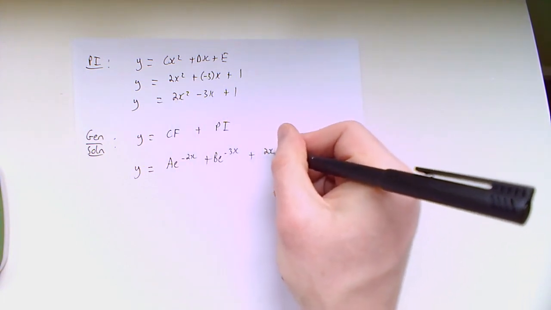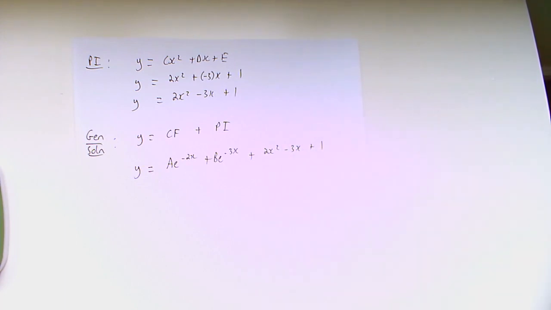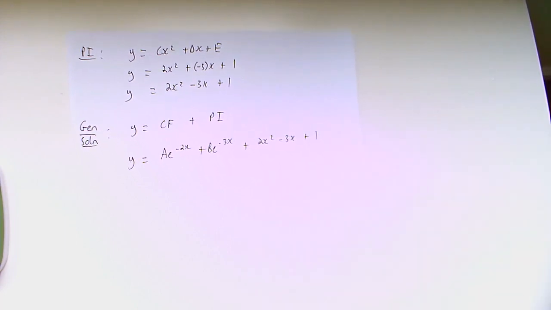So that's 2x squared take away 3x plus 1. So that's my general solution there. And for that I would be looking at probably 10 marks if I got that far. Now, remembering, I don't want the general solution, I want the particular solution. So that means I want to work out what both a and b are. I don't want any constants at all, or any letters apart from y and x in my final solution.